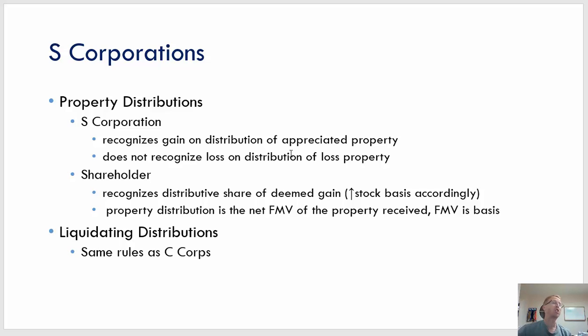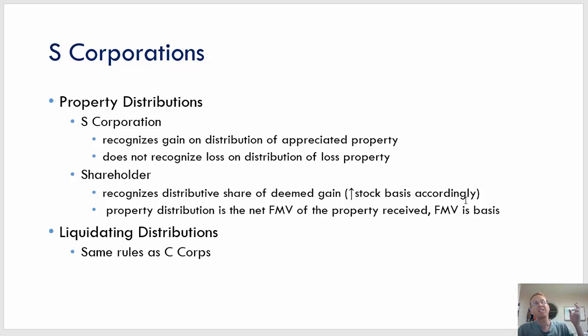Okay, a couple of other points. Just like C corps, when an S corp makes a distribution of appreciated property, it recognizes gain just like it sold it. It does not ever recognize a loss on the distribution of loss property. When the gain is recognized by the S corp, that flows out like any other gain to the shareholders, and their stock basis goes up accordingly. All it's saying is if you're going to treat it like you sold it, it's like any other gain. It gets allocated out on a K-1.